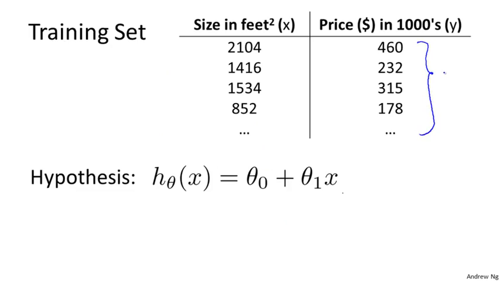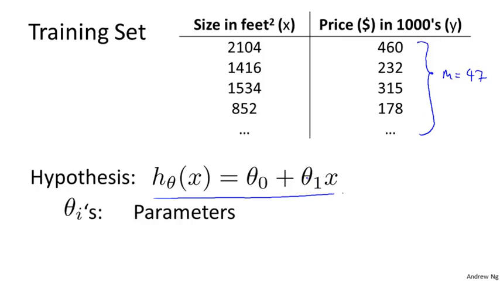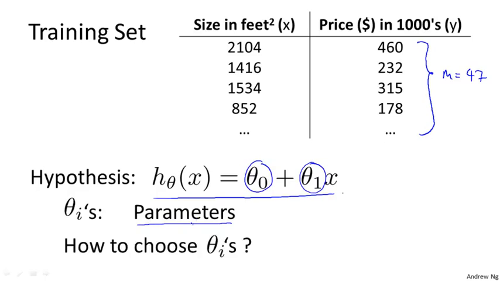Remember our notation, m was the number of training examples, so maybe m equals 47. And the form of our hypothesis, which we use to make predictions, is this linear function. To introduce a little bit more terminology, these theta 0 and theta 1, these theta i's, are called the parameters of the model. And what we're going to do in this video is talk about how to go about choosing these two parameter values, theta 0 and theta 1.